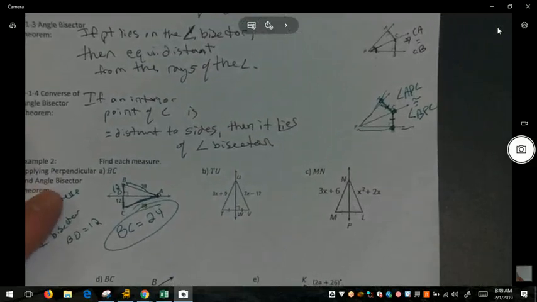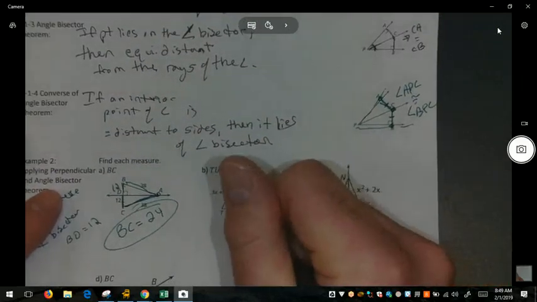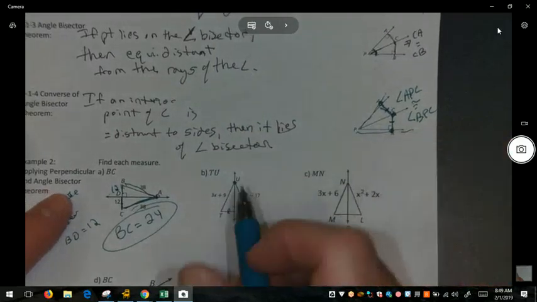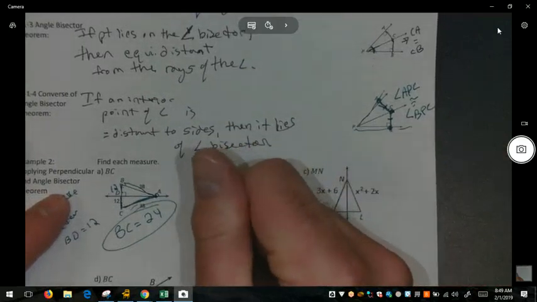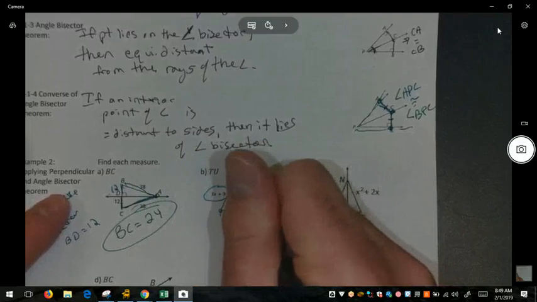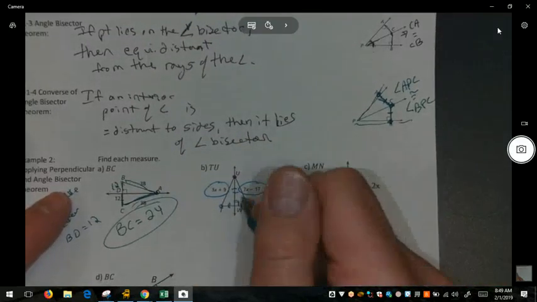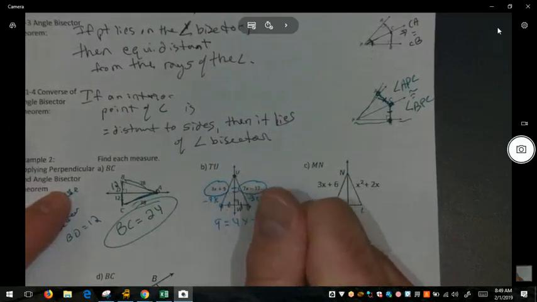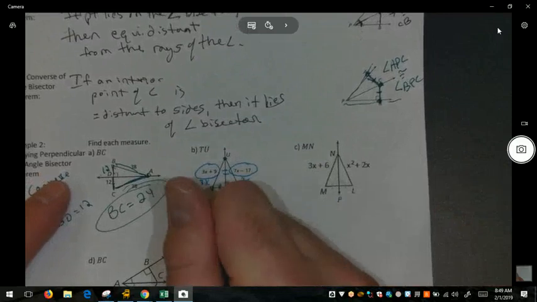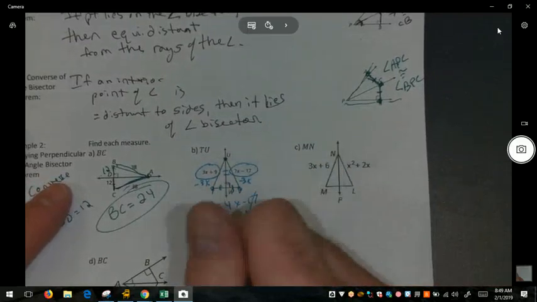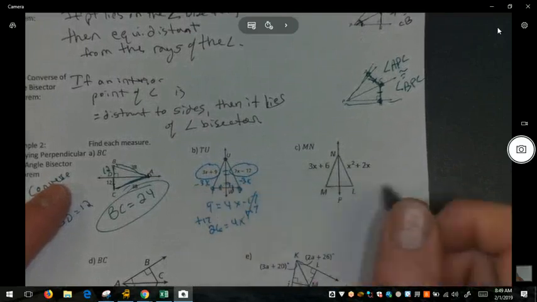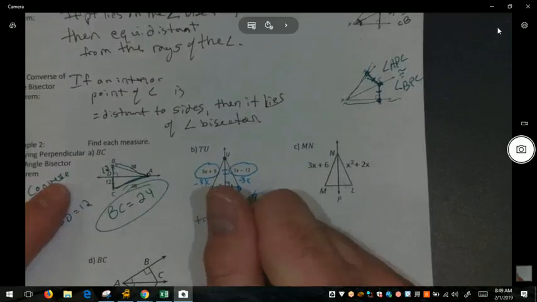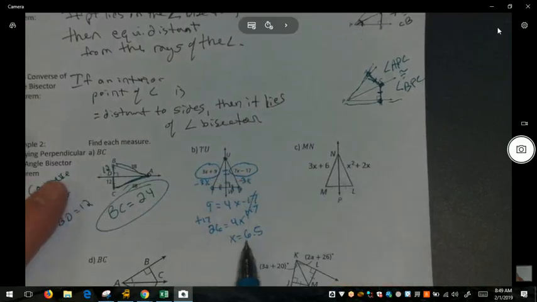Letter B, TU is what we're supposed to find. It looks like we have been given a perpendicular bisector. Since U is on the perpendicular bisector and T and V are the endpoints, TU and UV have to be congruent. So if I set them equal, I'm going to subtract 3x from both sides. I now have 9 equals 4x minus 17. I'm going to add 17 to both sides. I now have 26 equals 4x, and 4 will go into 26 not evenly, but 6.5 times. So 6.5 is my value for x.